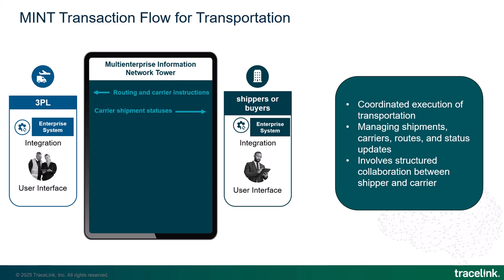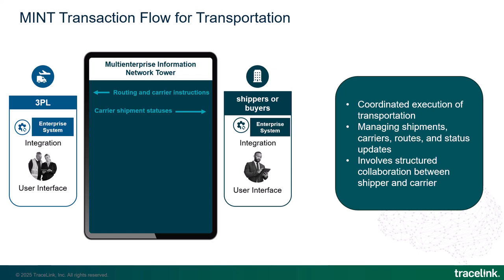Multi-Enterprise Information Network Tower, otherwise known as Mint, is your logistics command center. It connects your internal system with external carriers. The key value is standardization, so regardless of which carrier you work with, the message format is the same, reducing confusion and delays. With digital tools like Mint, shippers and carriers can share data instantly, reducing delays and errors.